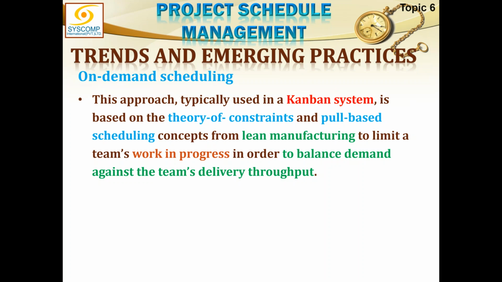So a limited amount of work is in progress, and you make a bar that you will not pick more than 3 tasks at a time. So the whole team is working on 3 tasks. As soon as any one of these tasks is completed, another task is picked up, and this way we can balance demand against the team delivery throughput, as well as consistently deliver value and be efficient also. We are reducing waste in this way. So this is called on-demand scheduling.